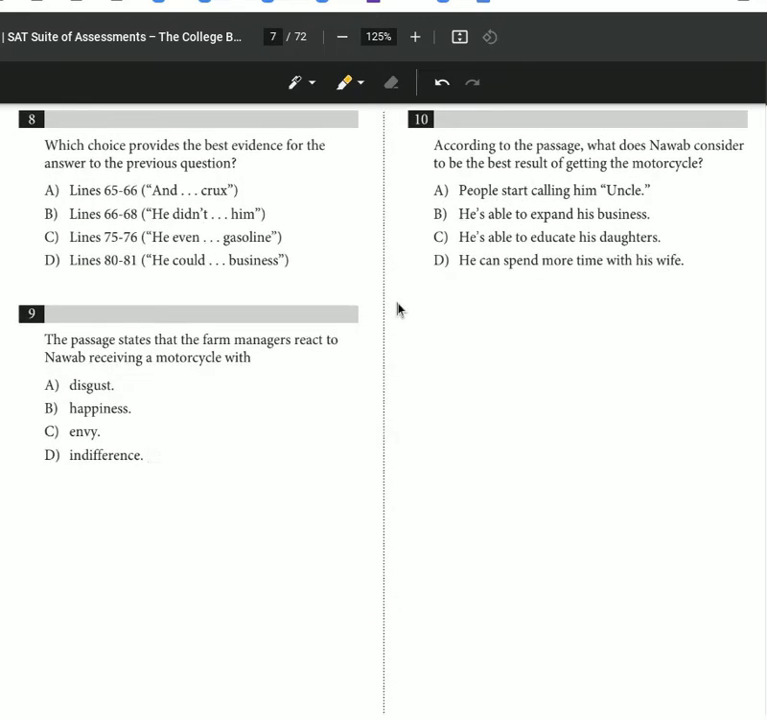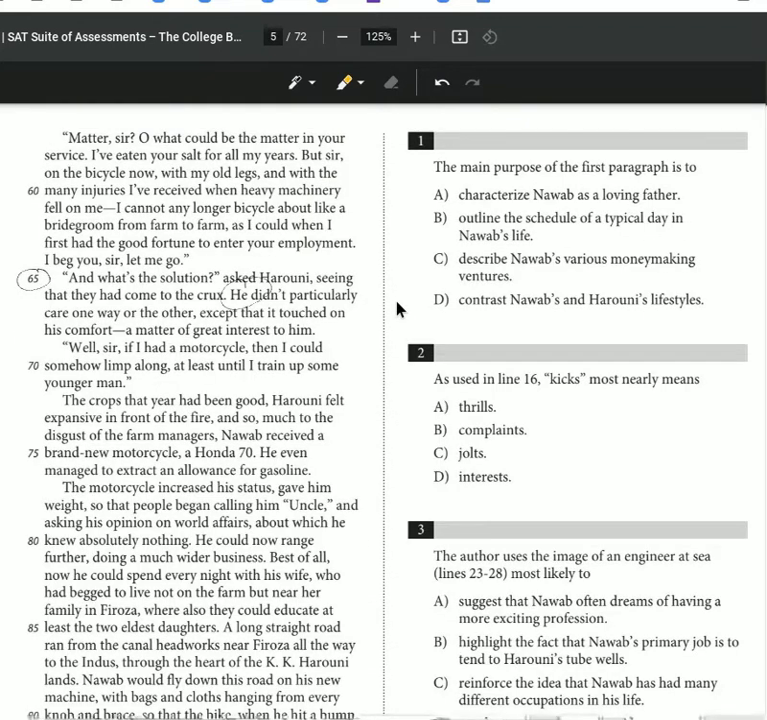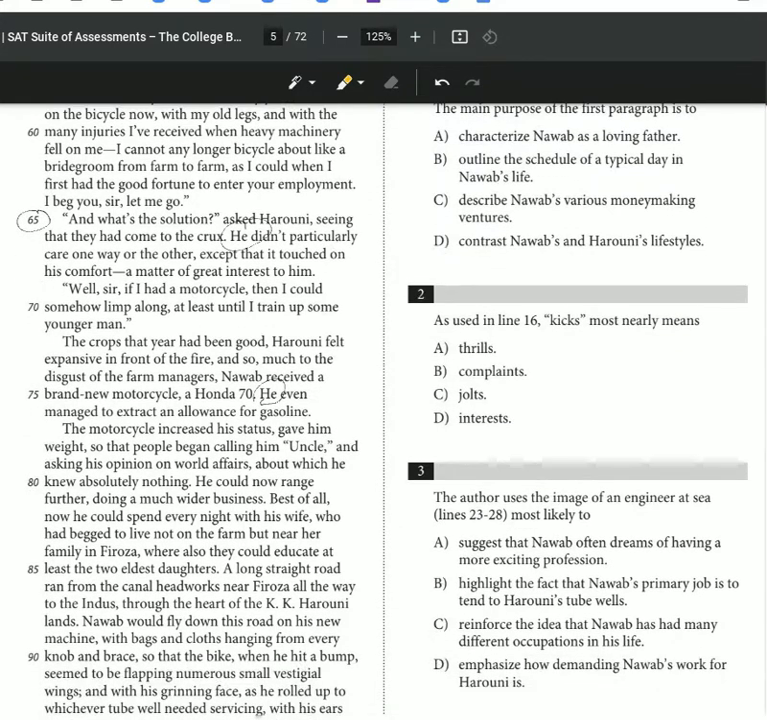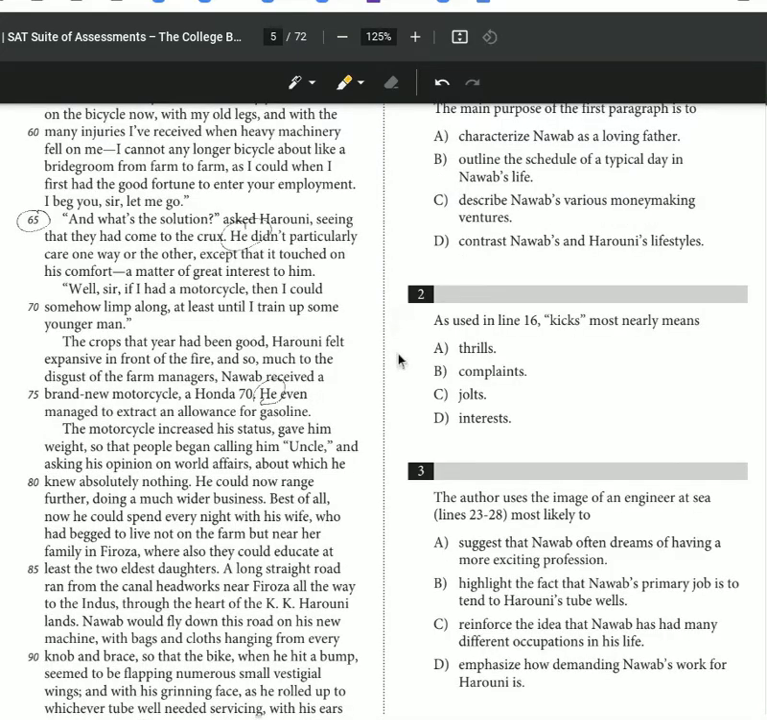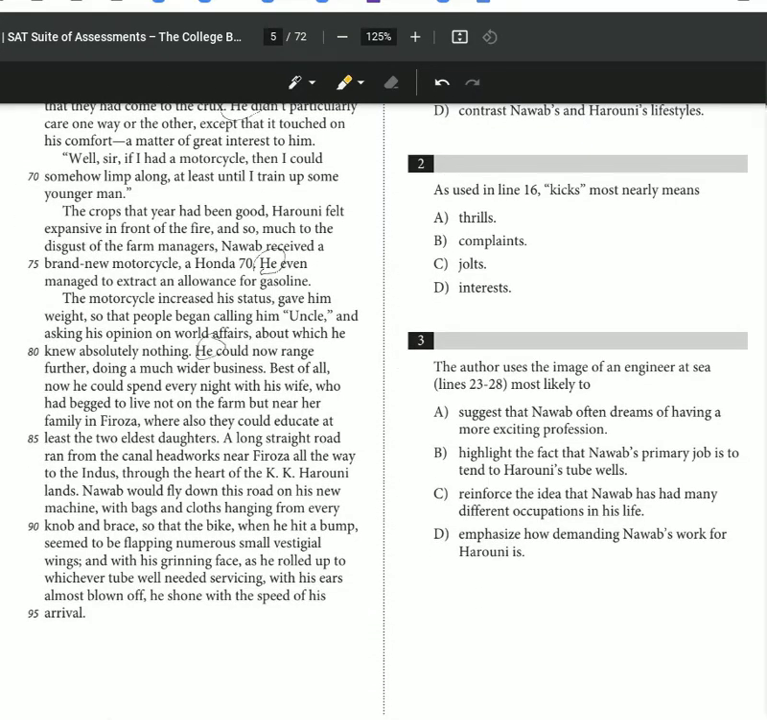Letter C, lines 75 through 76, right here. So this is Nawab. He even managed to extract an allowance for gasoline. So this has nothing to do with why Haruni gave him the motorcycle, clearly. And letter D, lines 80 through 81. Again, this is talking about Nawab. He could now range further, doing a much wider business. So that has to do with the benefits of having a motorcycle, not why he got one.